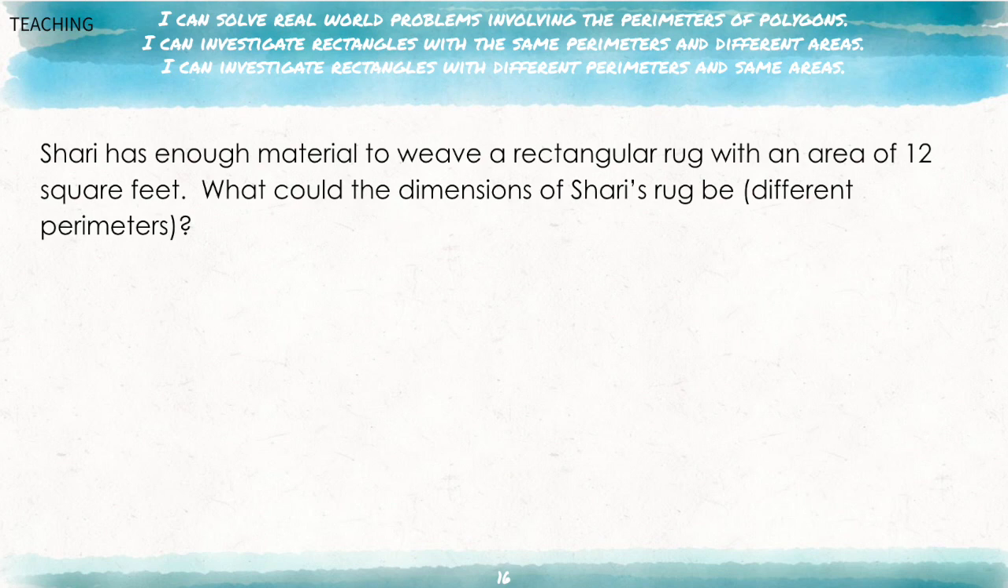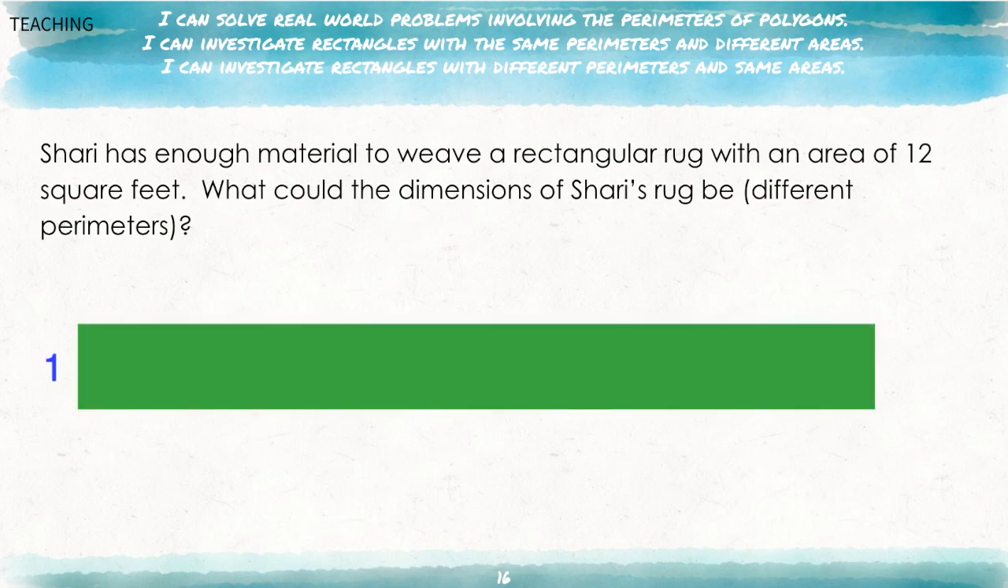So I'm going to go ahead and start off by thinking what two numbers, when I multiply them together, are going to equal 12. So I'm going to go ahead and make a list of those numbers now. So of course the first number I'm thinking about is 1 times 12, and 1 times 12 gives me 12. So this has an area of 12. So it's a long, skinny rug.